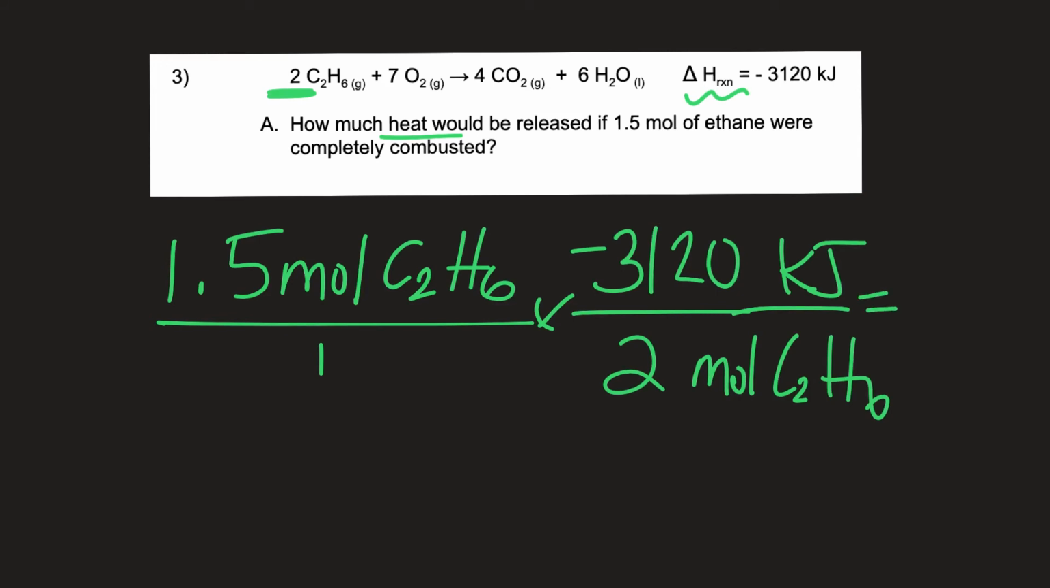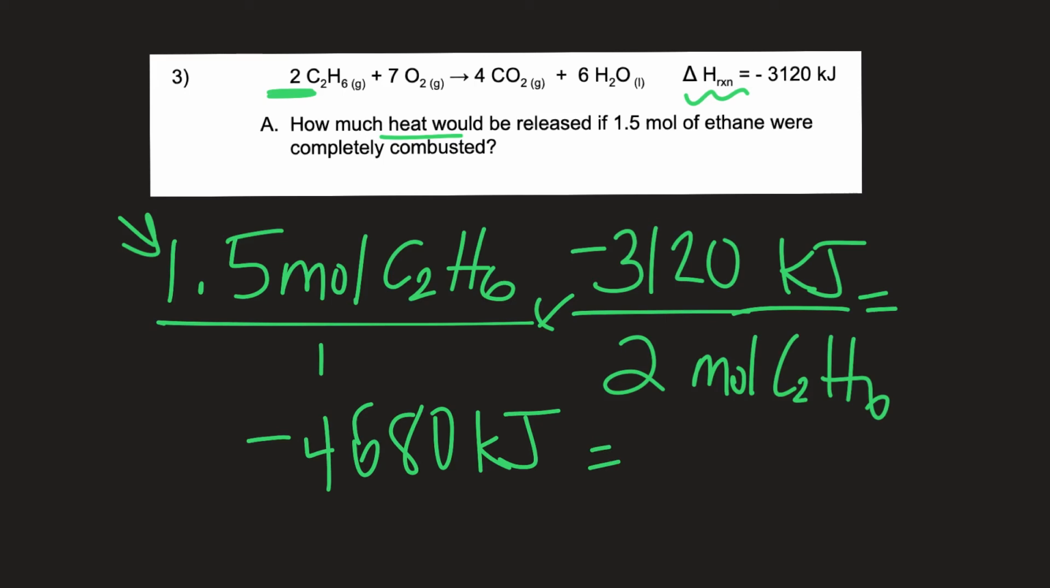All right, the answer down here, negative 4,680 kilojoules. 2 quick things. Sig fig wise, it looks like our given, we only have 2 sig figs. So let's round that to 2. So 4,700, or you could use scientific notation.